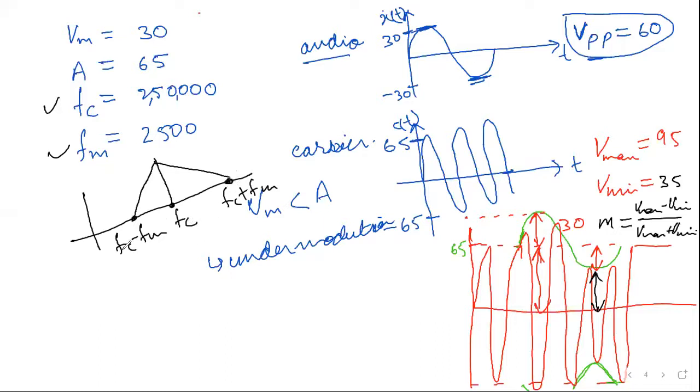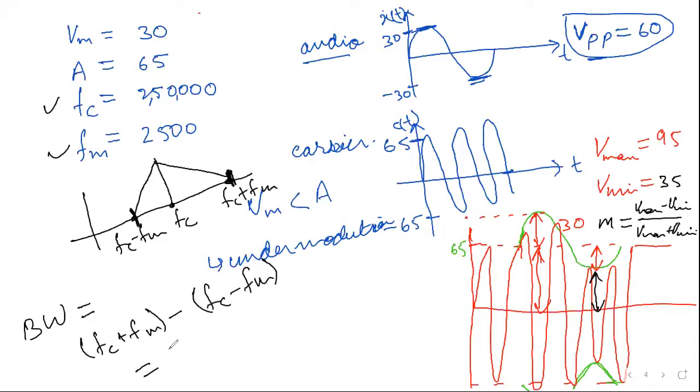FC we know, FM we know. So what will be the bandwidth? 2 FM. How can you calculate 2 FM? This is the upper side band, this is the lower side band, so you can subtract. FC plus FM minus FC minus FM. Then what will we have? FC plus FM minus FC plus FM. FC cancels, so it will be 2 FM.